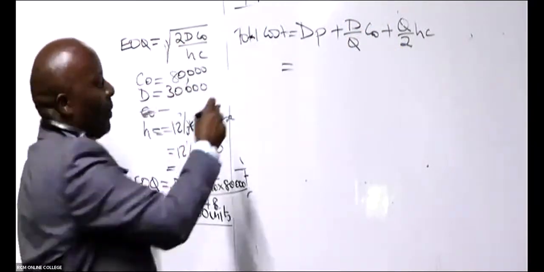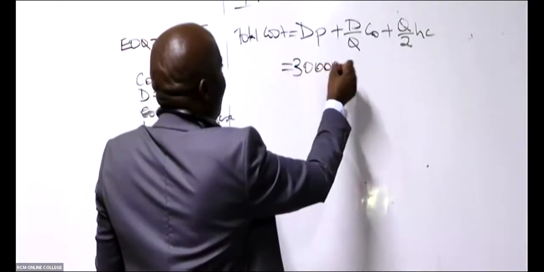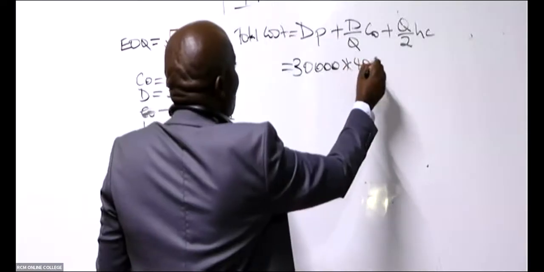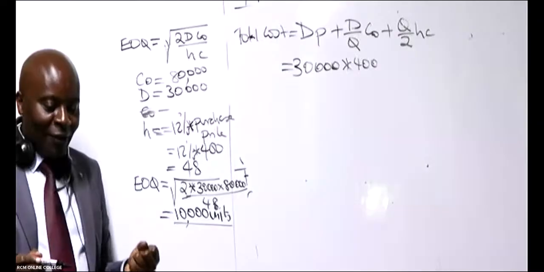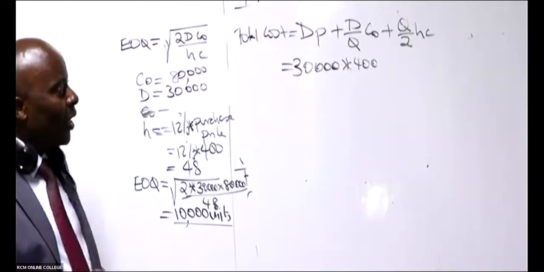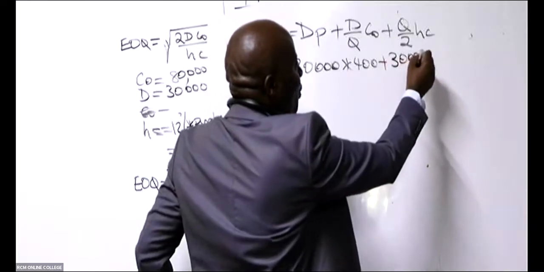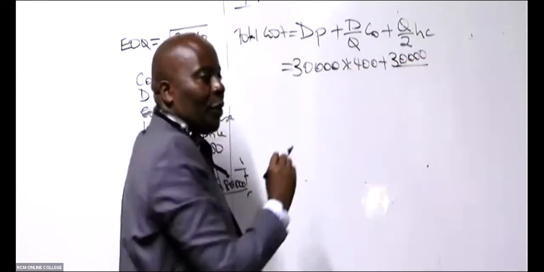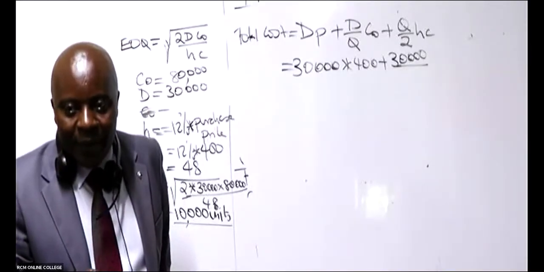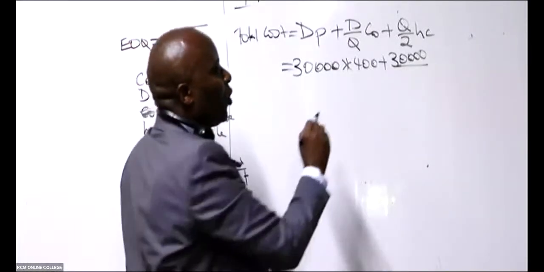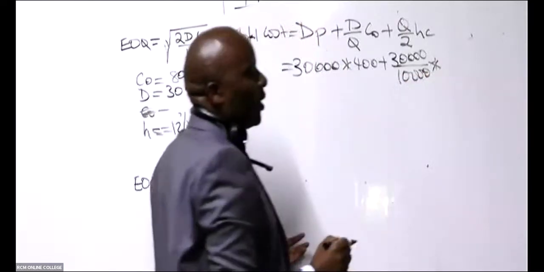Do we know the annual demand in this question? Yes, it is 30,000. The price per unit is what this sister was trying to tell me, it's 4,000, but she was able to realize very fast that it is 400. Plus the annual demand, again 30,000. Do we know the quantity now, the Q? Q is how many units? Q is 10,000. So Q is 10,000 multiplied by cost per order.